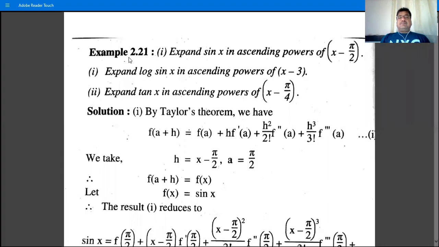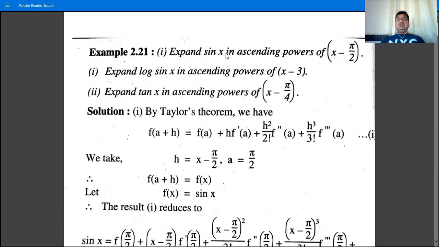Next example, expand sin x in ascending power of x minus pi by 2. So next example is of the same type. Next two examples. So these are the examples on Taylor's theorem. That is, these are not examples on Maclaurin's theorem.